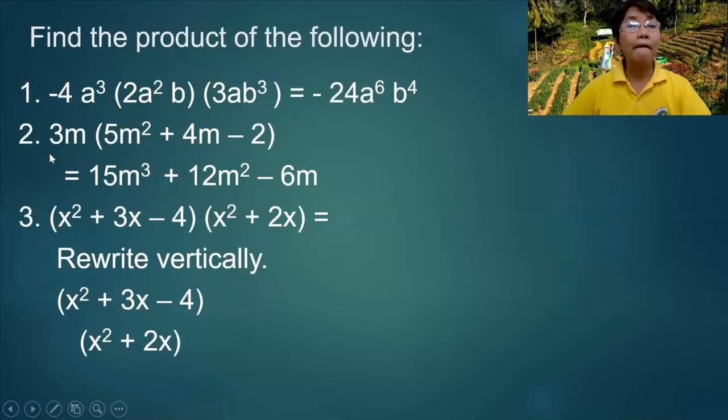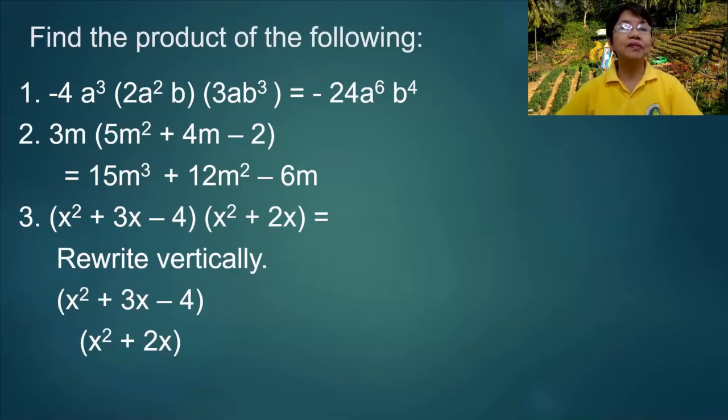Number 2, 3m is multiplied inside. You simply apply the distributive property of multiplication over addition, and we get positive 15m cubed plus 12m squared minus 6m.